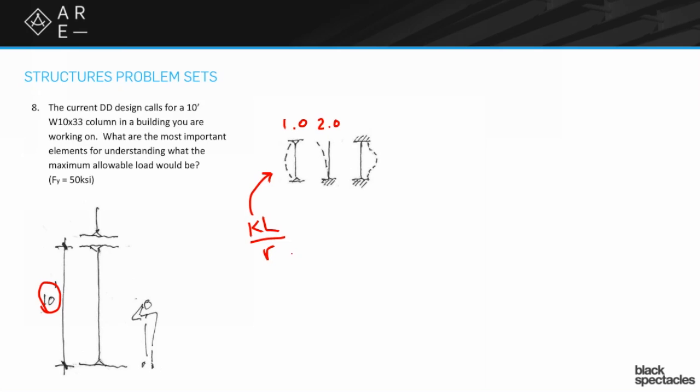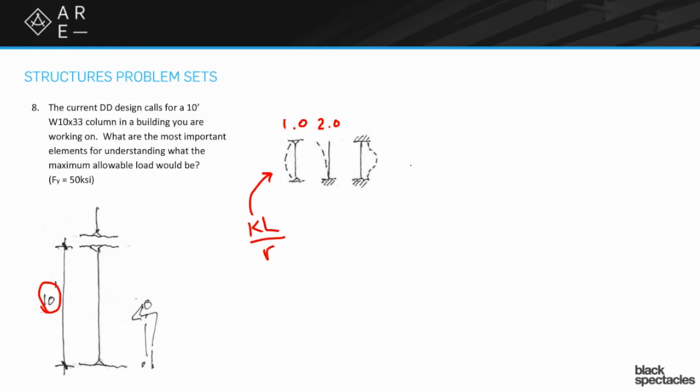The other thing we would want to know is more about the W10 by 33, but we can look that information up, and in this case that's the R, the radius of gyration. If you go to a bigger W10, the R value is going to go up, so that'll bring the K/R value down and give you more capacity, like we were saying. So the big issues are the height, the connections, in this case the pin connections, and the robustness of the shape.